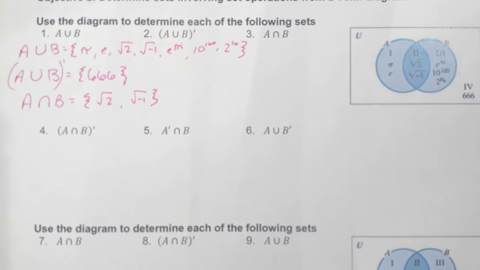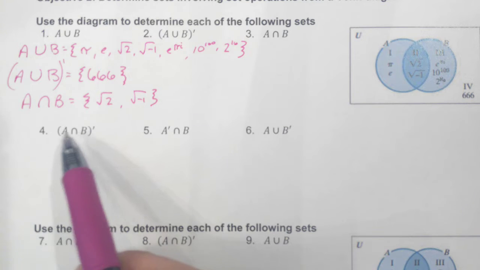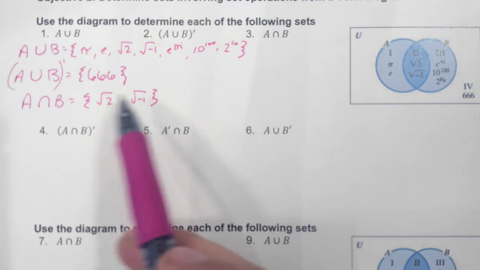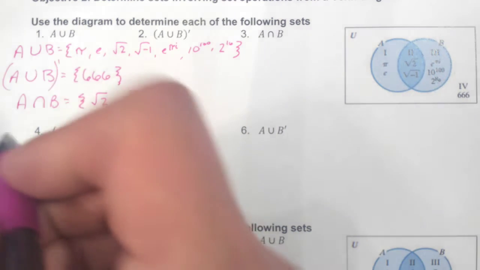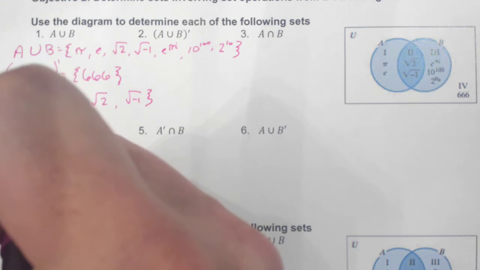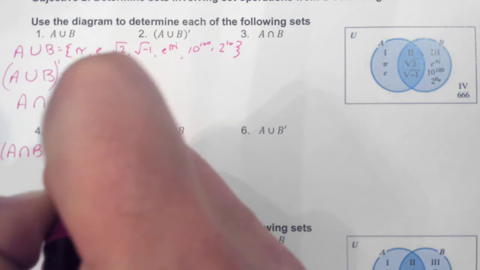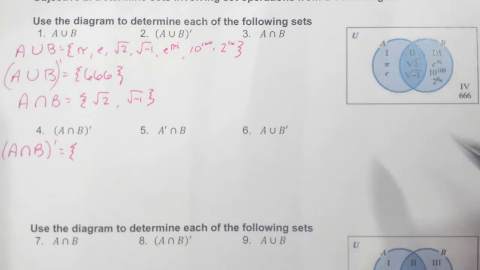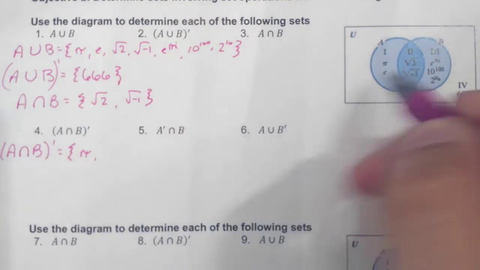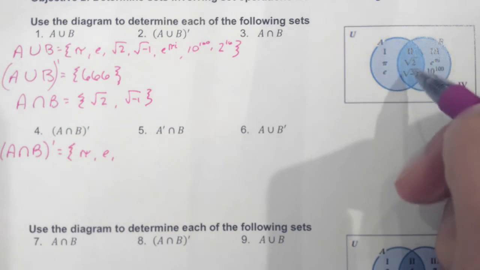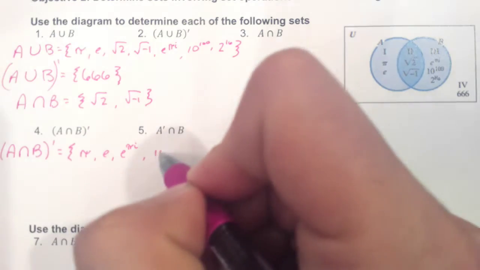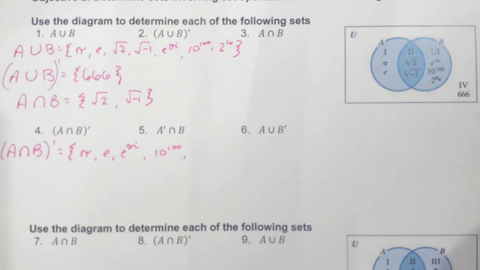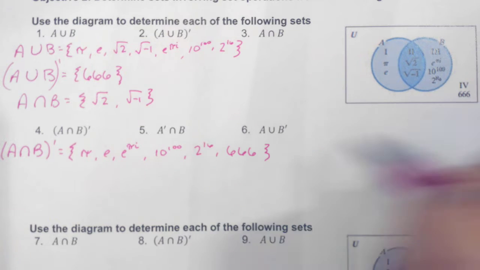Okay. Number 4 says the complement of the intersection of A and B. So if these are the two things that are in the intersection of A and B, everything else would be the complement. Those are the things not in the intersection of A and B. So we'll write that down. So what's not in the intersection of A and B? Well, it would be everything else. Pi, e, so these are the only things that we're not listing. e to the pi i power, 10 to the 100th, whatever that one is, I'm just going to call it 2 to the 16th. That's what it kind of looks like on my printed paper. 666, also don't forget about it.